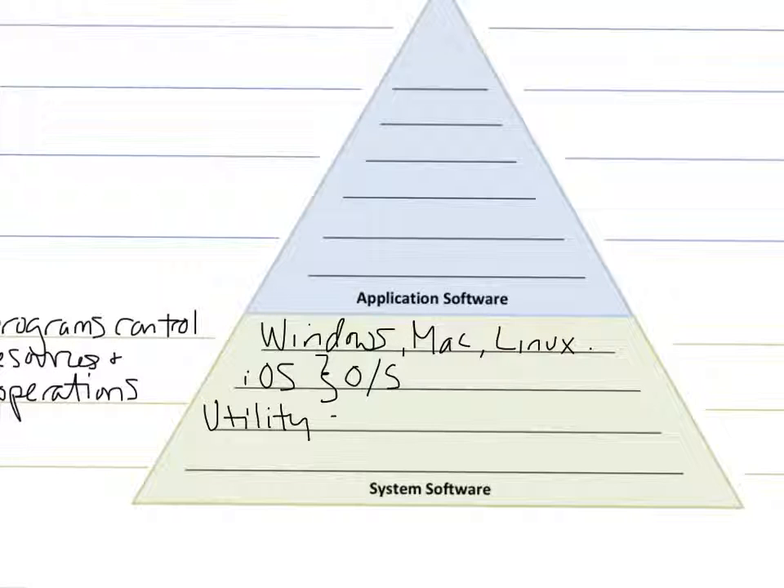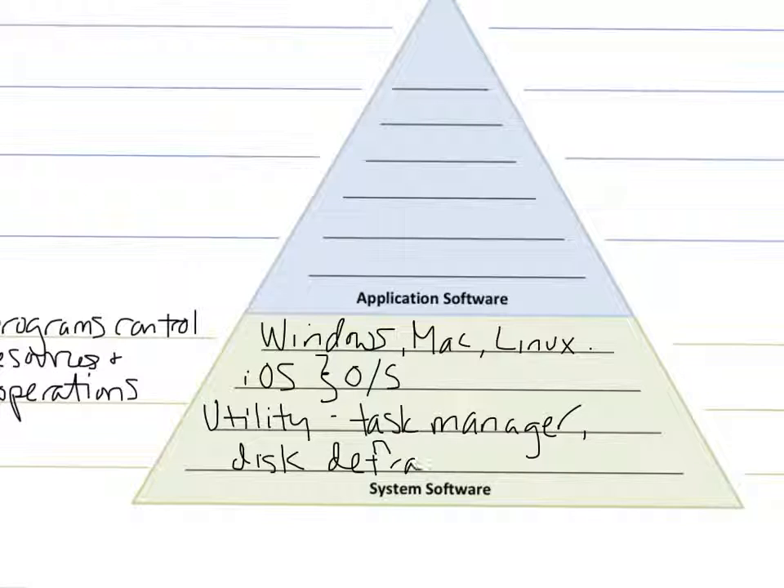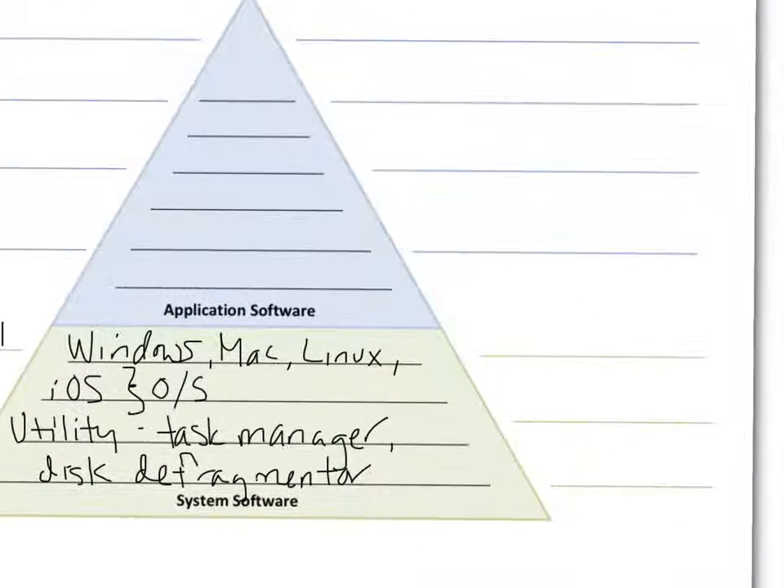The book says one. Does anybody have a utility down? How about the task manager? That's where you can go and see what is actually running on your computer. And how about the disk defragmenter? That's the one that the book mentions. Those are utilities. Those are utilities, yep. Now there's also language translators, and I'm just going to put them on the outside over here.